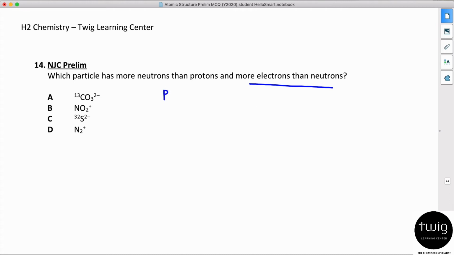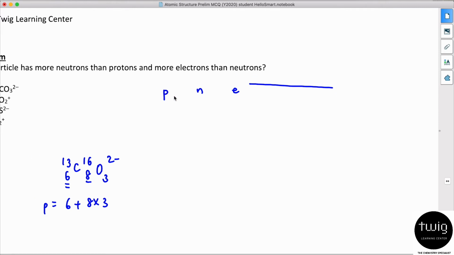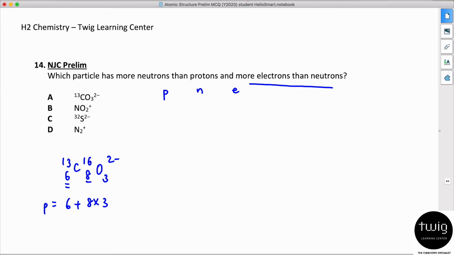So protons, neutrons and electrons. Okay, this is what it looks like. Carbon is like that. Oxygen, right? So for carbonate, the number of protons is 6 plus 8 times 3. Can you see that? So 8, 16, 24. This is 30. I'm going to write down first. This is 30.